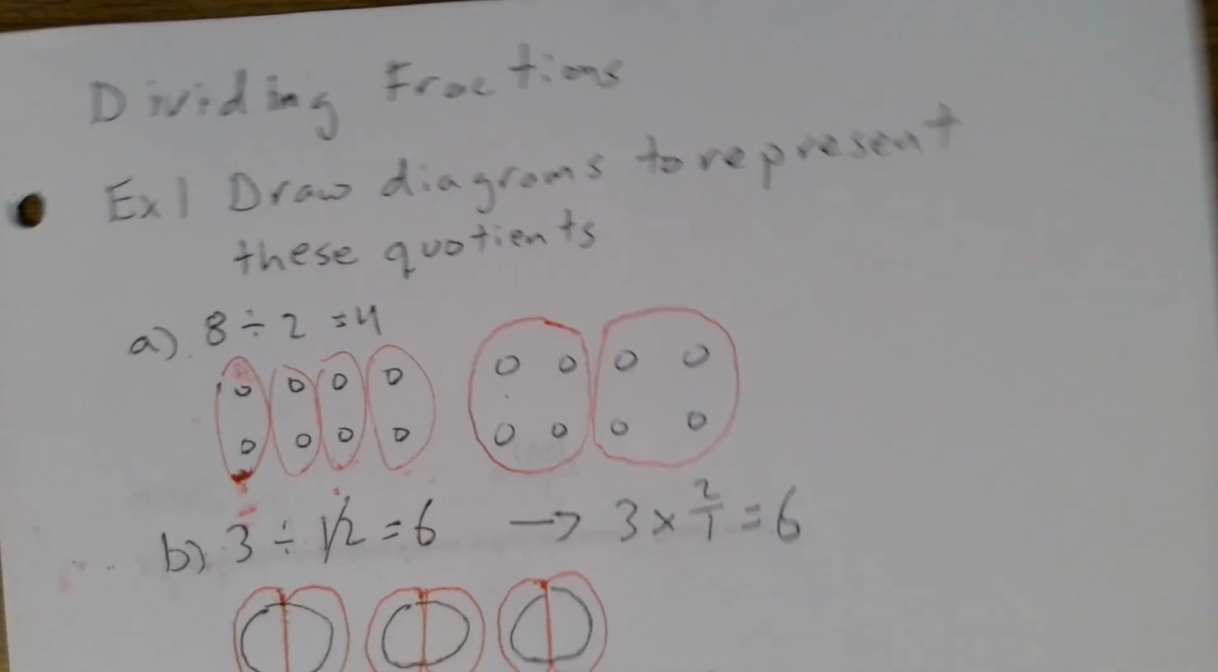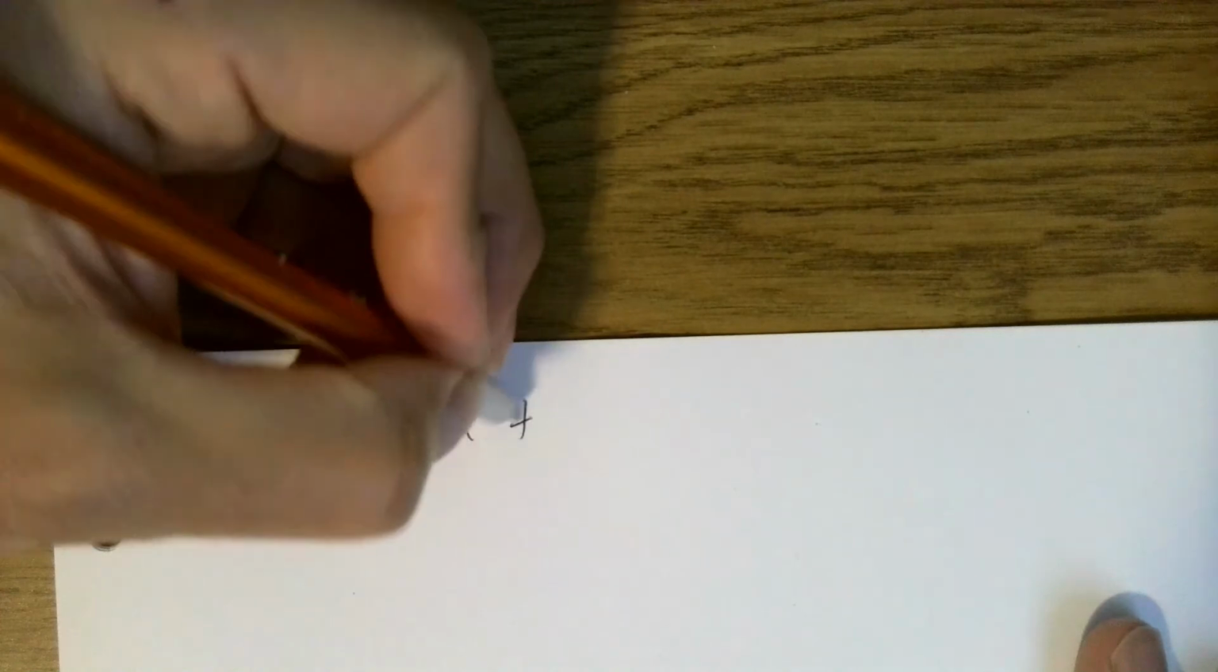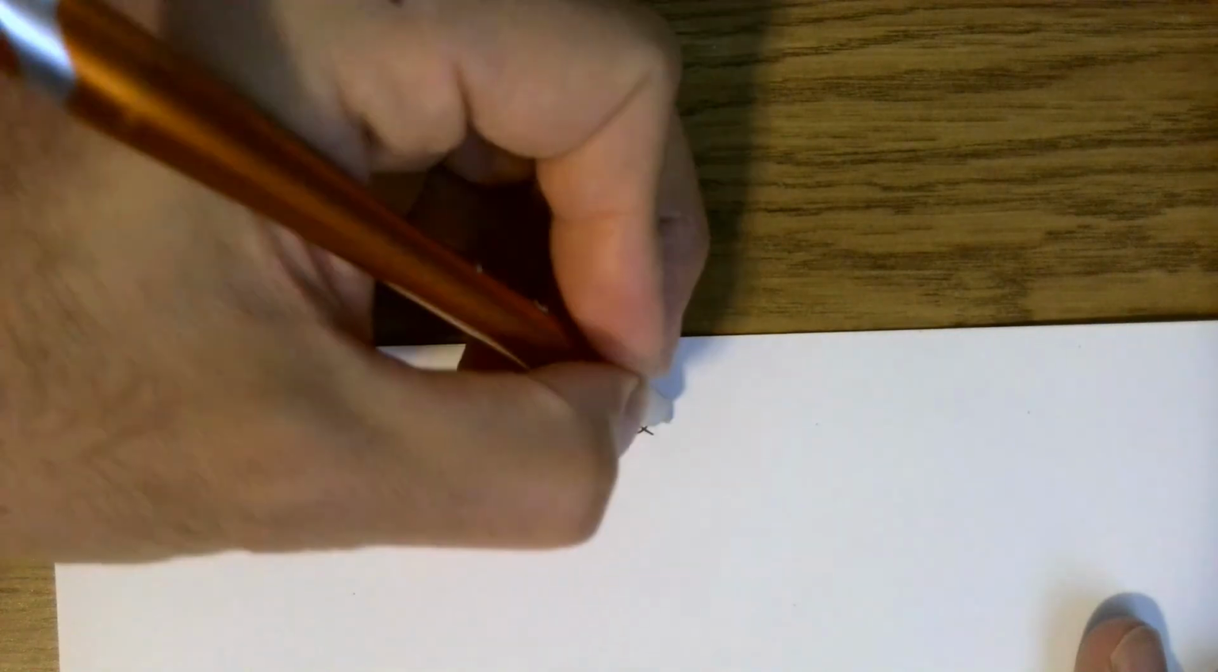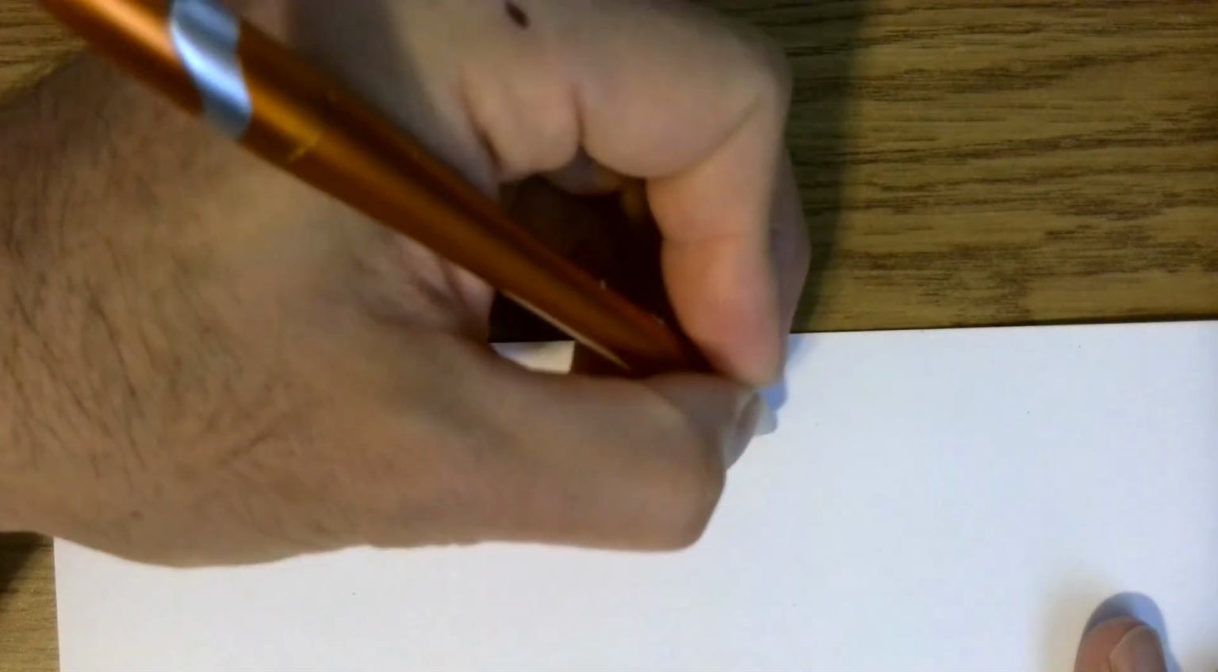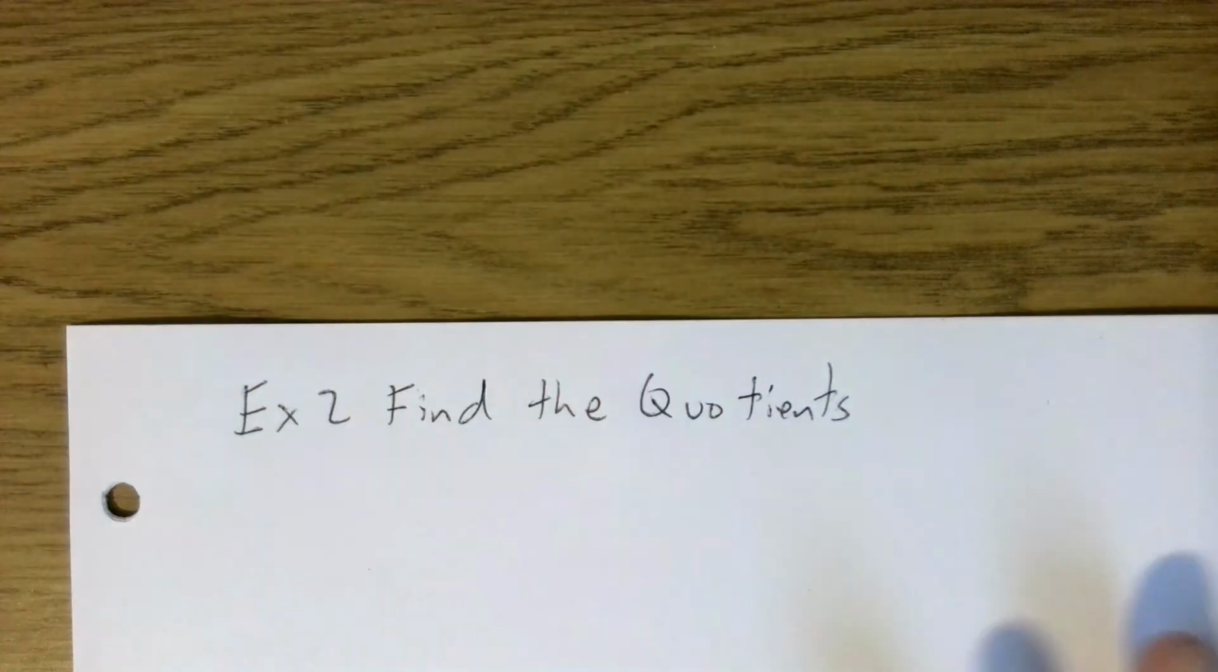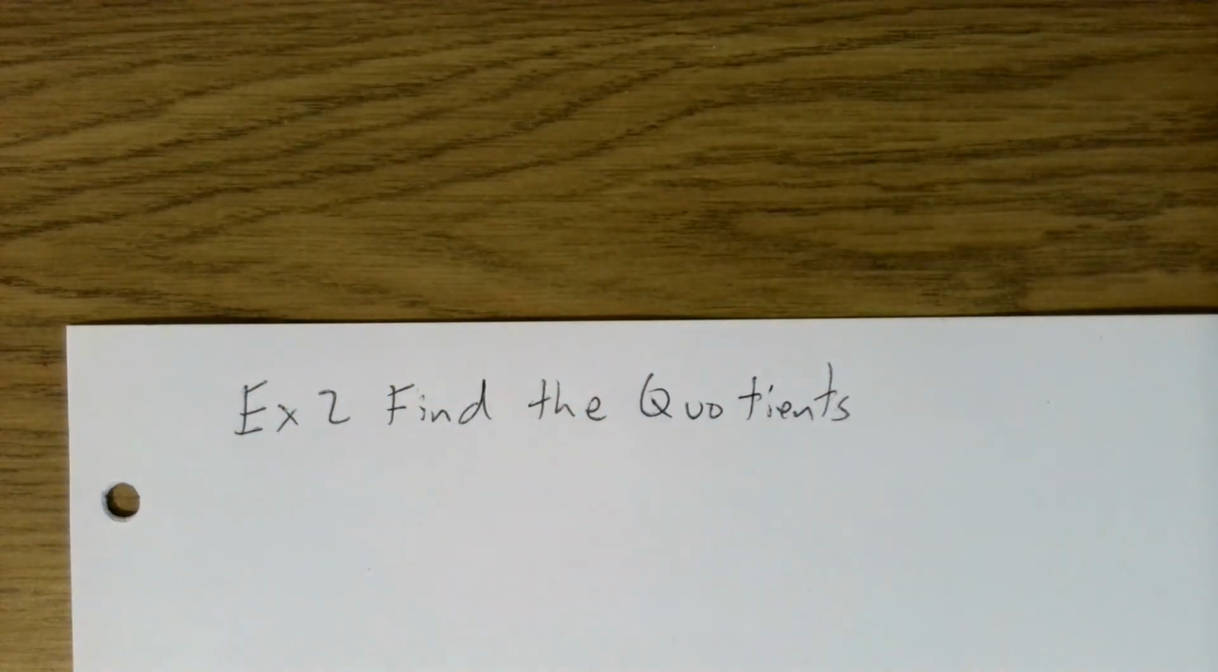Okay, so let's do some of these without the diagrams. Example 2, find the quotients. And again, quotients just means answer when we divide.